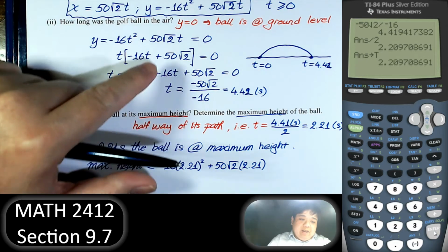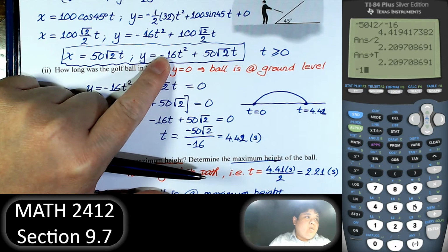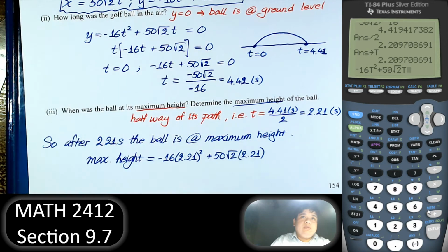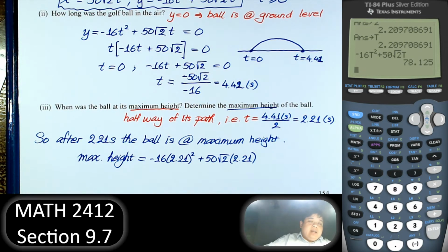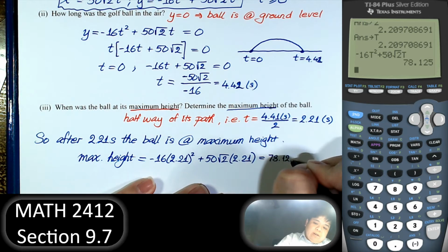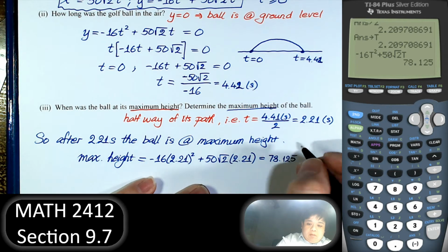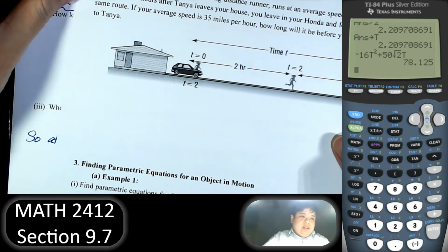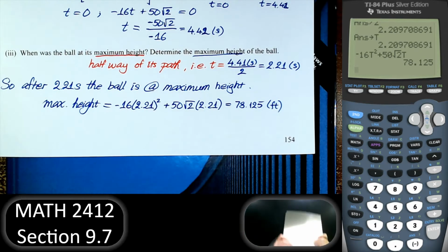And now we have the equation negative 16t squared plus 50 square root of 2 times t. That's 78.125 feet. So the maximum height is that. But the next one is a little more interesting.